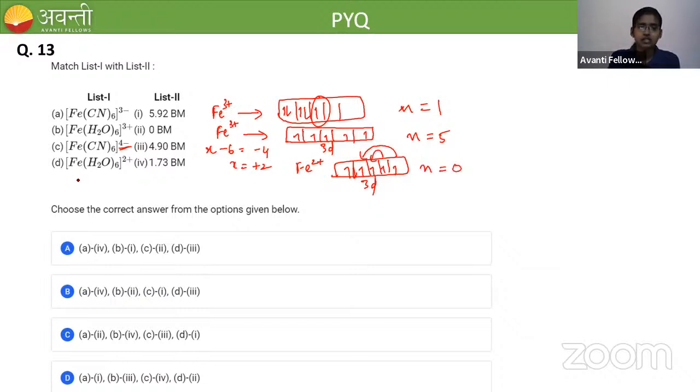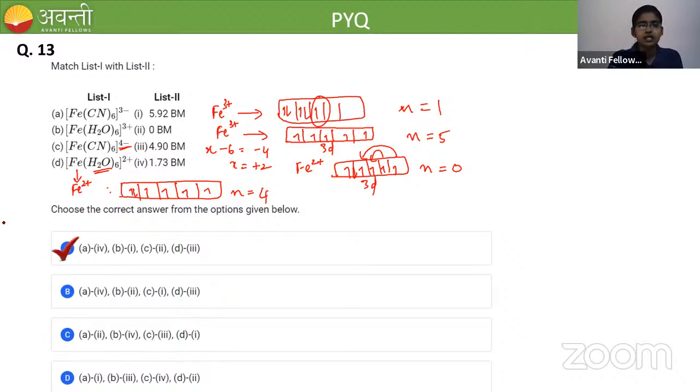And in case of the last compound, iron is in +2 oxidation state, and water is a neutral and weak field ligand. d6 will be there, and no electrons are going to get paired since it is a weak field. So the number of unpaired electrons is equal to 4, so 4.90. So you can match, right? A4, B1, C2 and D3. So option A will be the correct answer for this question.